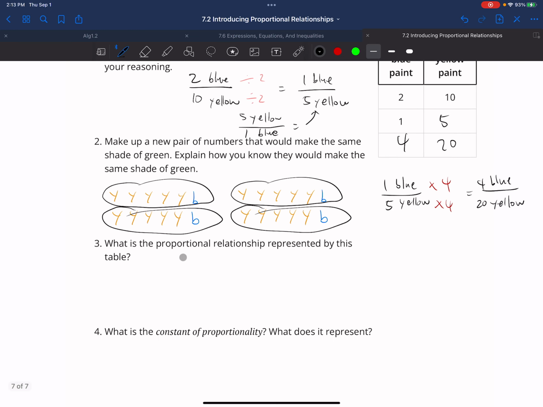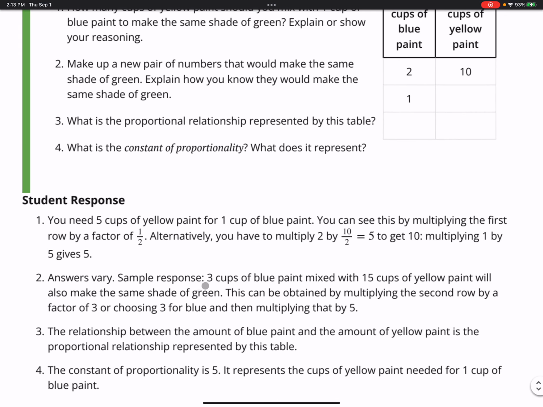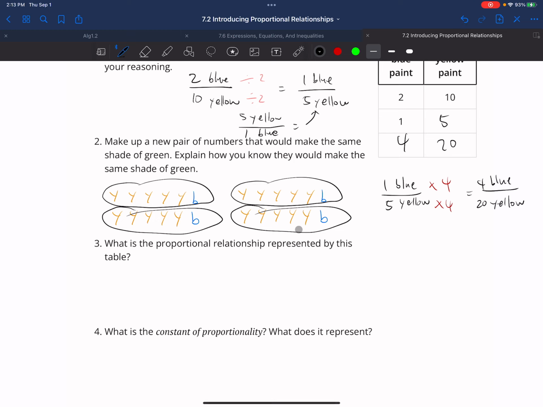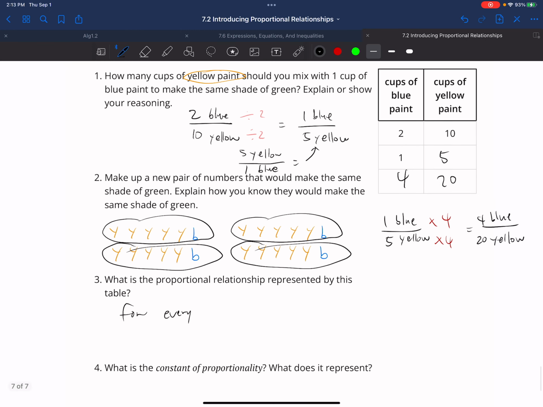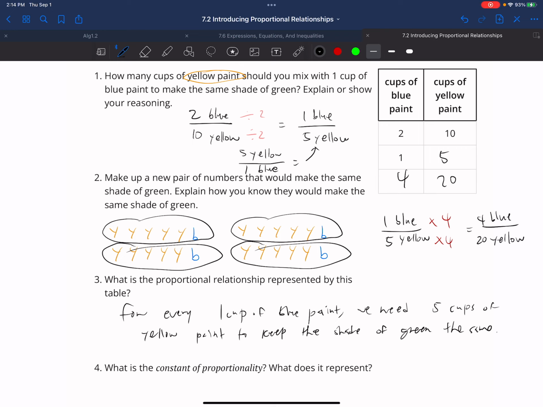So what is a proportion relationship? Let's take a look at what they did. They did 3 cups. Yeah, I did 4. That's fine. So what is a proportion relationship represented by this table? Well, the proportion relationship is this. For every 1 cup of blue paint, we need 5 cups of yellow paint to keep the shade of green the same. Okay, so that's what it's saying.